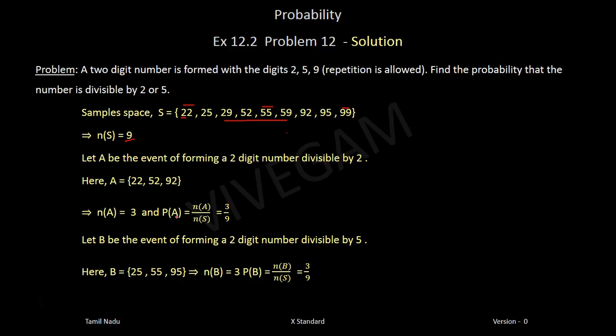What is the probability of A? n of A divided by n of S. What is n of A? 3. n of S is 9. So 3 by 9 is the probability of A.